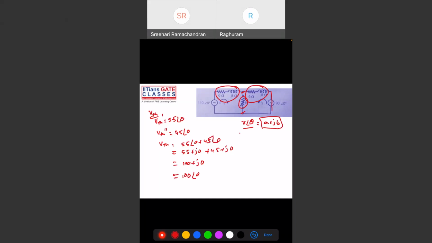Then Z Thevenin. Z Thevenin is 6 plus J8 parallel with 6 plus J8. Directly half, two equal impedances connected in parallel is half. To find it, what should I do? I should short these two.